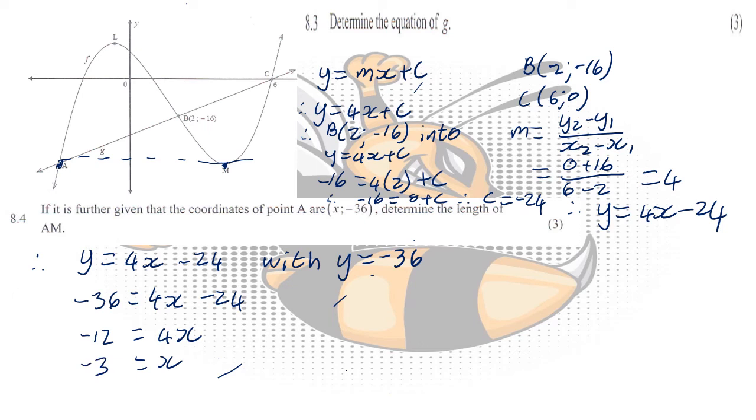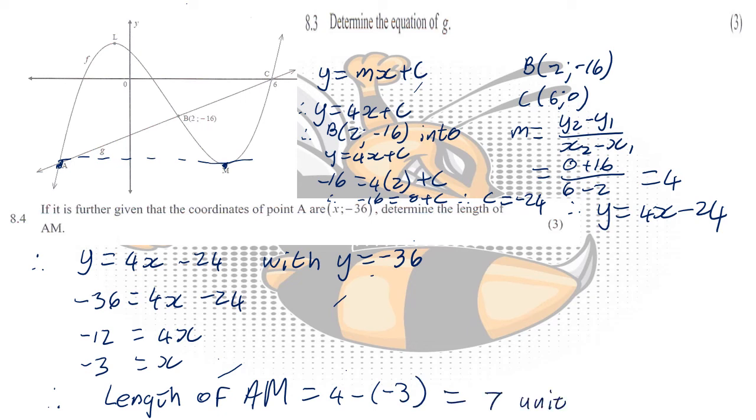And like I said, because A and M are on the same horizontal line, because they share the same y coordinate, we can say the length of AM is simply the two x coordinates subtracted from each other. So it's going to be 4 minus (-3), which is then just equal to 7 units. Okay, almost done.